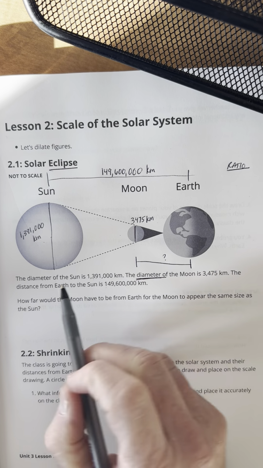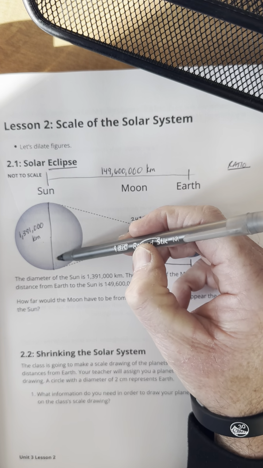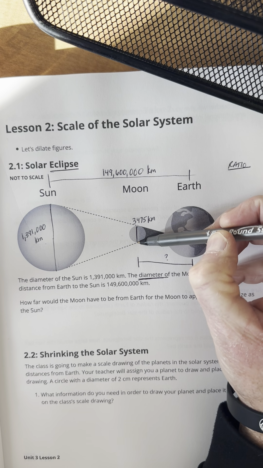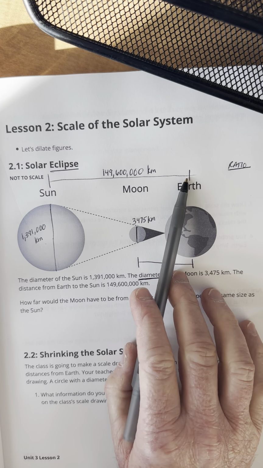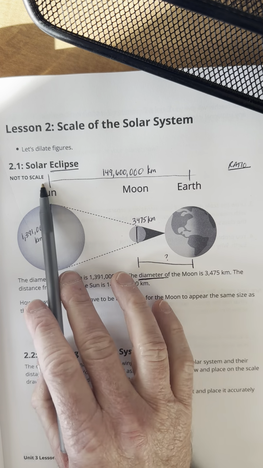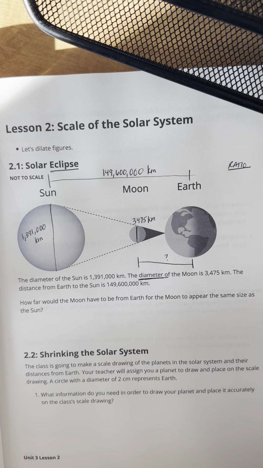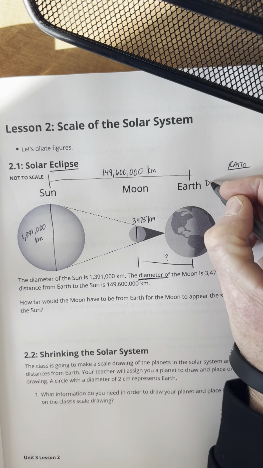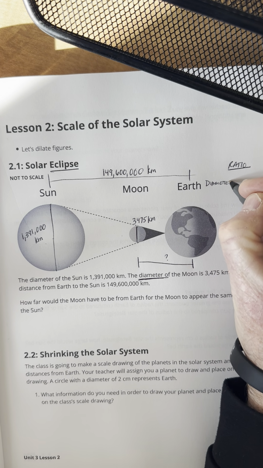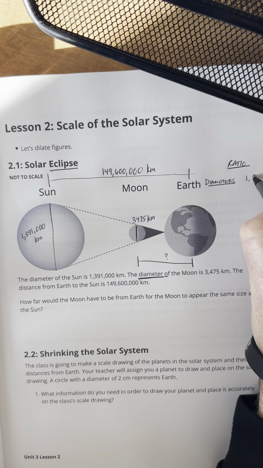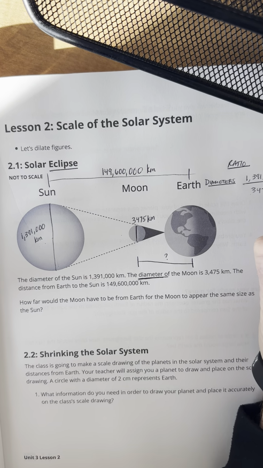The ratio of the sun's diameter to the moon's diameter will also equal the ratio of the distances from the Earth to the sun compared to the Earth to the moon. So what you need to do is set up the ratio first of the diameters. So the diameters, 1,391,000 over 3475.